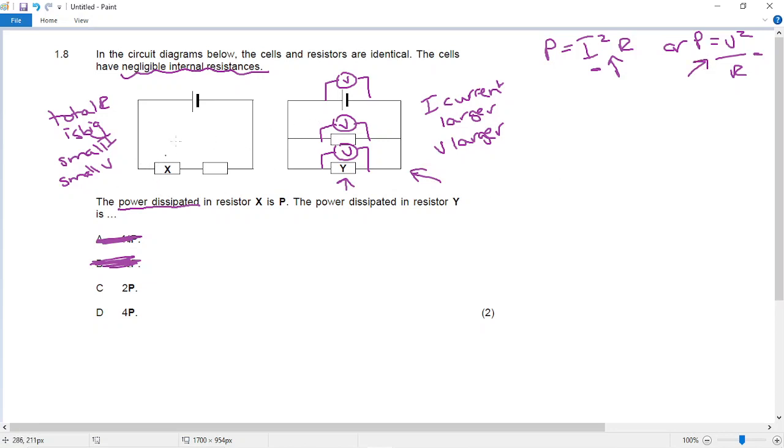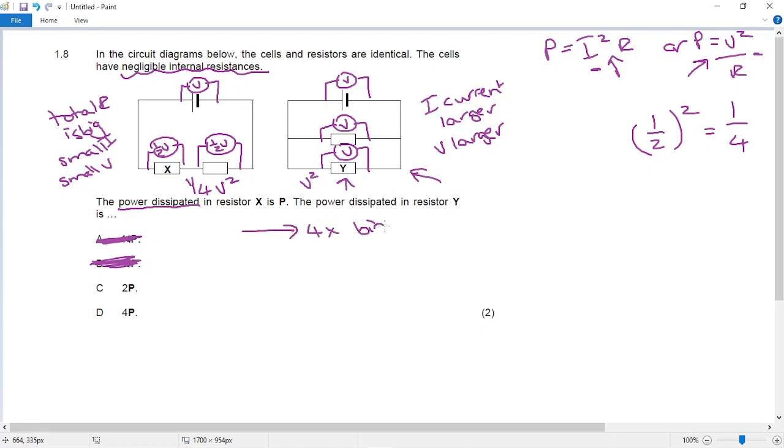So if this voltmeter has got a voltage V, then what would be the voltmeter over here and the voltmeter over here? It would be a half V, because a series circuit is a potential divider. So if I have a half squared, it is giving me 1 over 4. It is a factor of 4. This one will have a quarter V squared. This one will have V squared. So mathematically, this one is 4 times bigger, so the power is going to be 4 times greater.